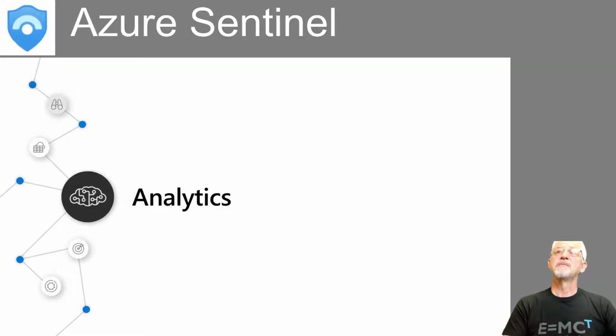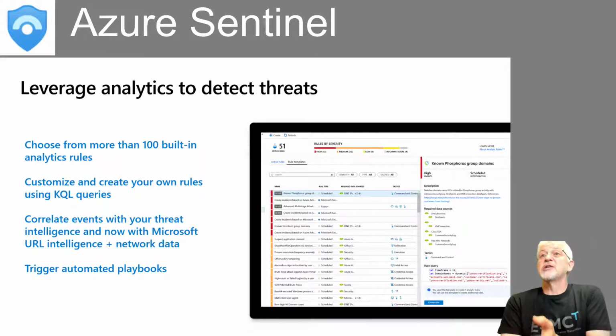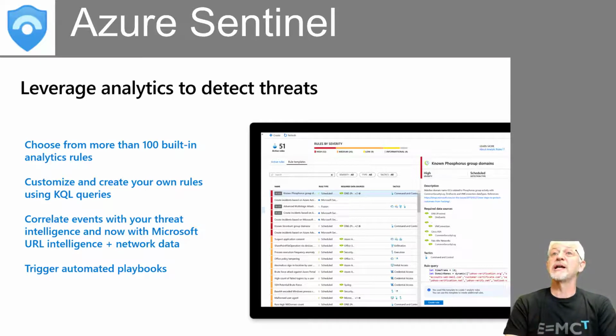Let's look at analytics. You can leverage all your analytics to detect these threats. There are over 100 built-in rules developed by Microsoft and other community experts. There's a wizard to enable you to create your own rules using KQL queries. You can set thresholds to set alerts when activity levels exceed what you consider to be your normal patterns. And you can correlate events with your threat intelligence and with Microsoft intelligence about malicious URLs, so you can catch URLs early.